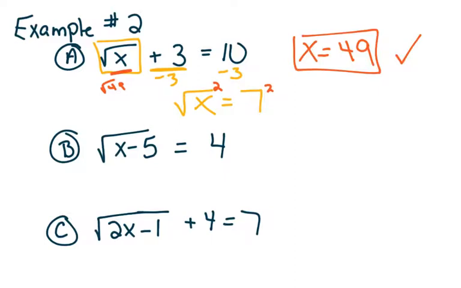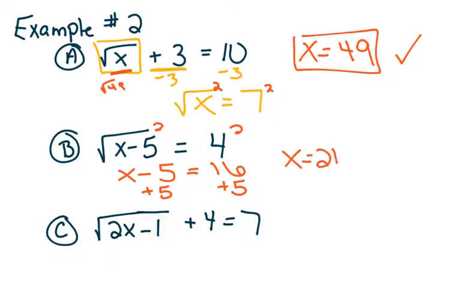This one, we already have our square root piece by itself. And again, we want to get rid of the square root. So squared, squared. Now this time I have 2 things left underneath, x minus 5. 4 squared is 16. All right, x is not quite by itself, so I'm going to go plus 5, and that gives me x equals 21.